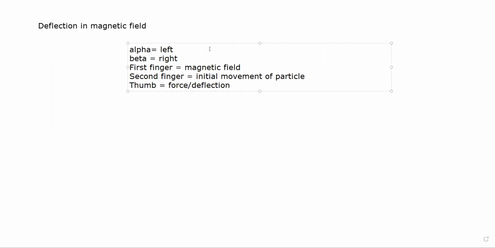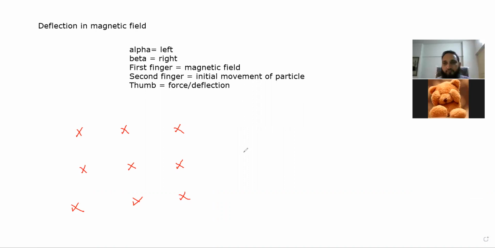So for example, if it is a cross, I'm just repeating the previous example. Cross means the magnetic field is pointing in. What is the meaning? Like north is outside the paper and south is inside the paper. So the magnetic field will point from north to south. And you have the alpha particle which is moving towards the right-hand side.